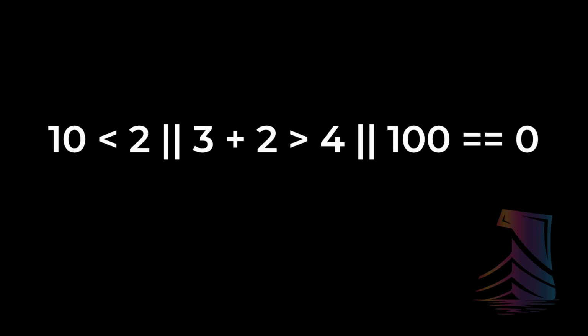If we have 10 is less than 2, or 3 plus 2 is greater than 4, or 100 is equal to 0, we would also get true, because the second condition is true, even though the other two are false.